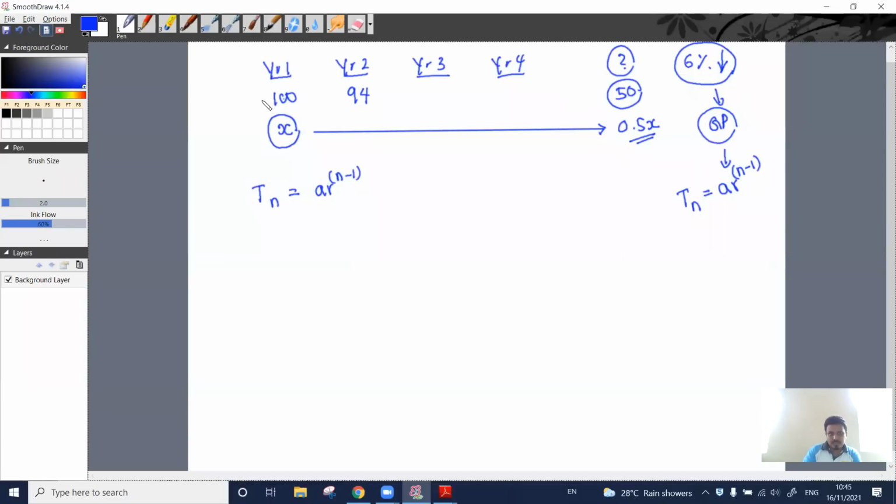Here also, since I do not know the value exactly, right?